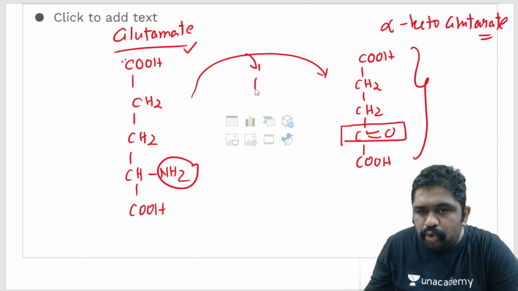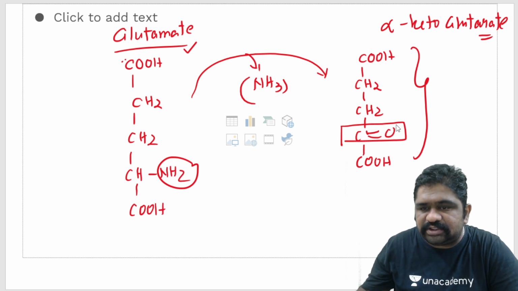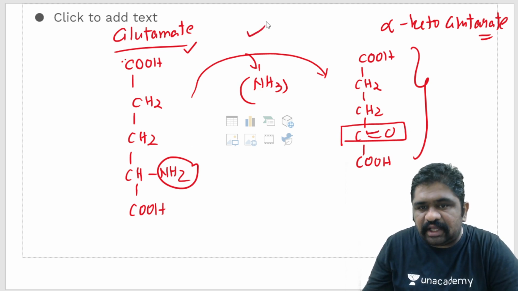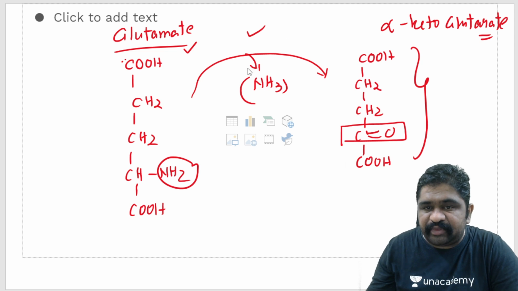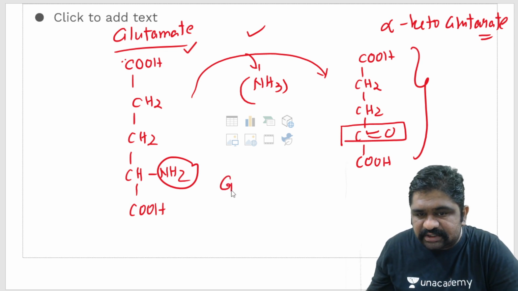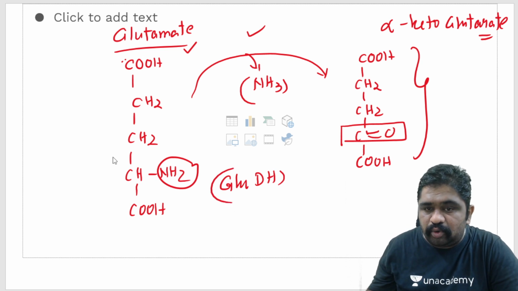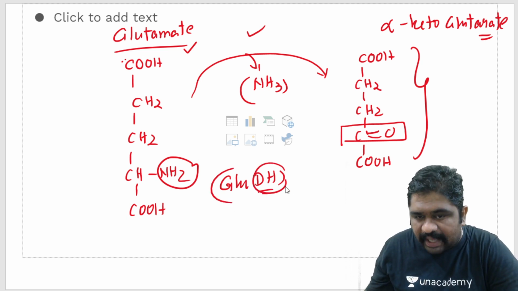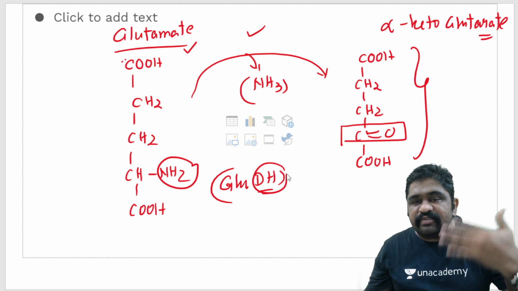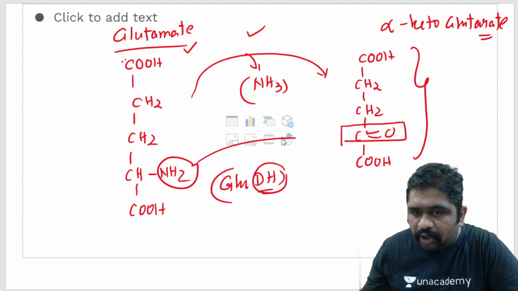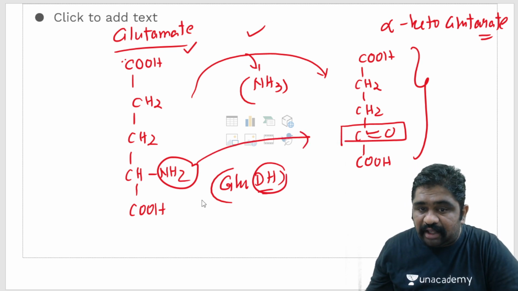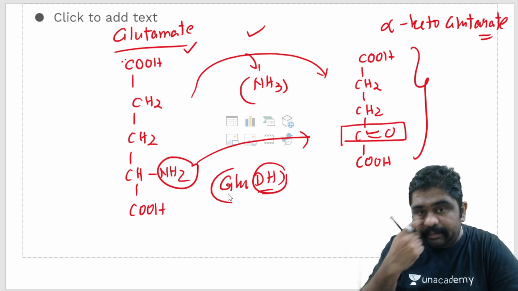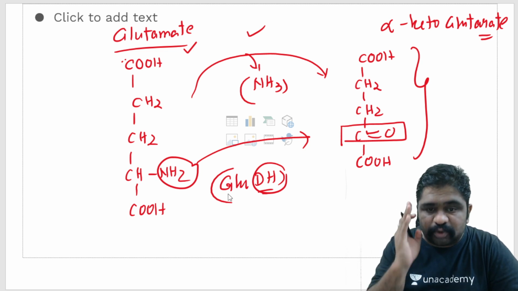Now when I lose the amino group and when I actually gain an oxygen here, it is called oxidative deamination. This is done by the enzyme called glutamate dehydrogenase. Dehydrogenase is the name of the enzyme here because it is able to cause oxidation. At the same time, it also performs deamination. I would want you to remember this very clearly.